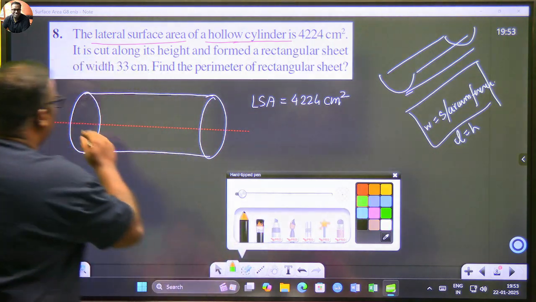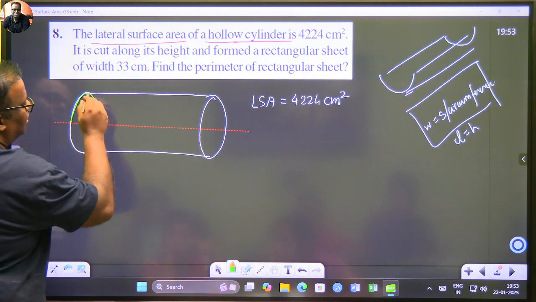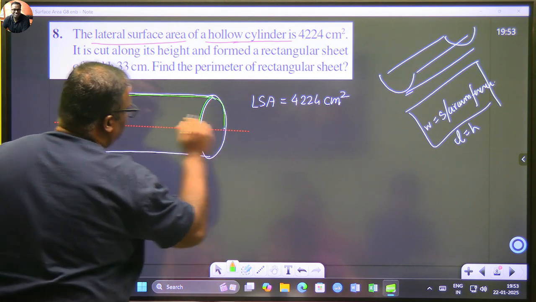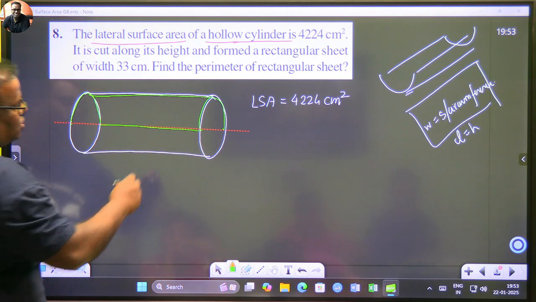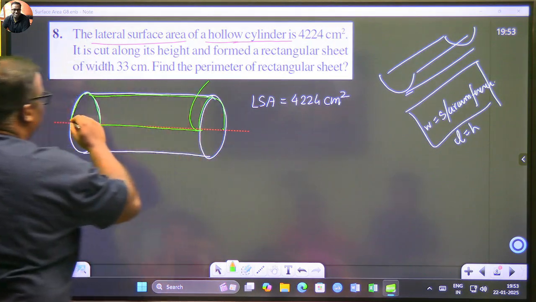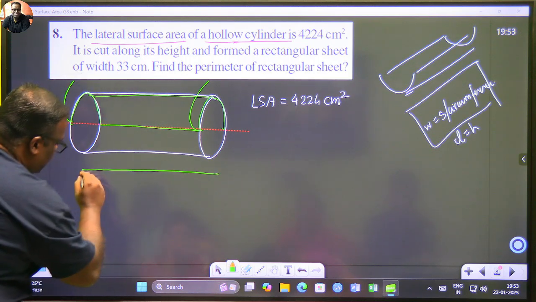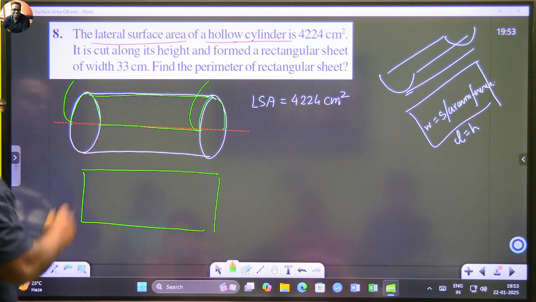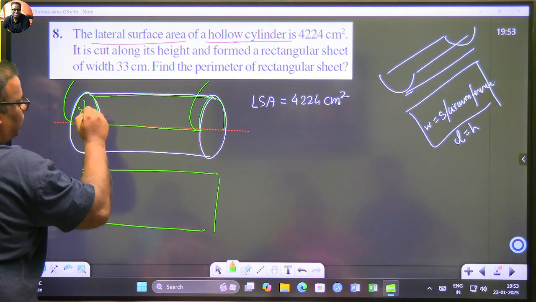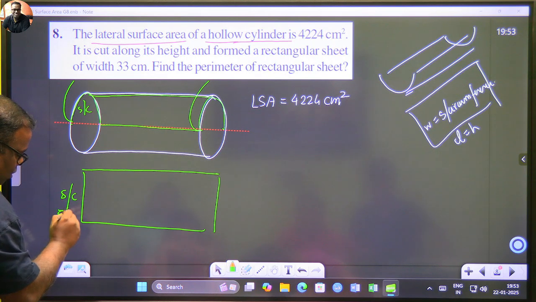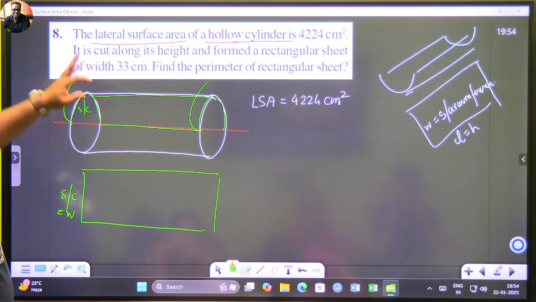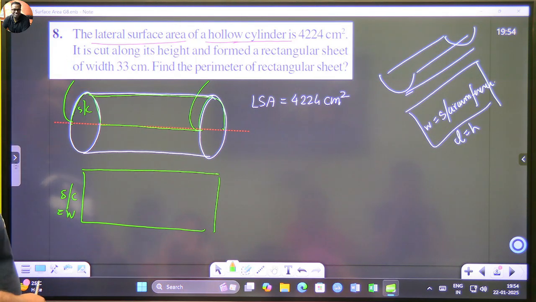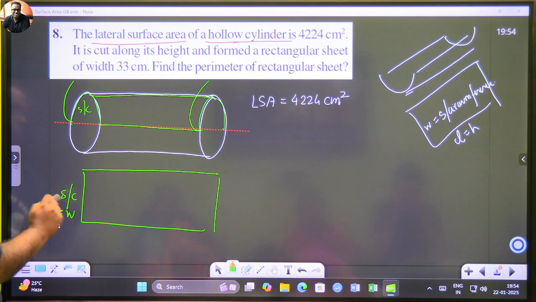Look at this. How did we cut it? We cut it across here. Understood? This much portion has been cut. And if you now straighten it, this portion is pulled up, this portion is pulled up. Then you get a rectangle, where this semi-circumference is equal to the width. Clear? This is the catch of the problem. Then it is cut along this and forms the rectangular sheet of width 33. So this is equal to 33 centimeters.